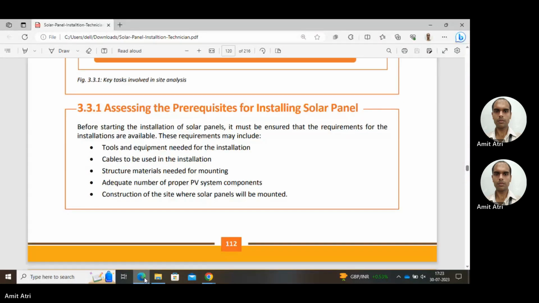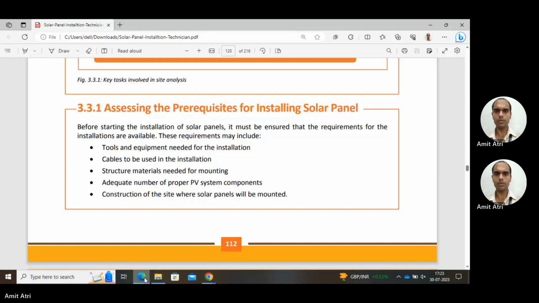Now coming to the first topic, 3.3.1, under this unit: assessing the prerequisites for installing solar panels. Before starting the installation of solar panels, it must be ensured that the requirements for the installation are available. So what are the requirements? These are listed here.